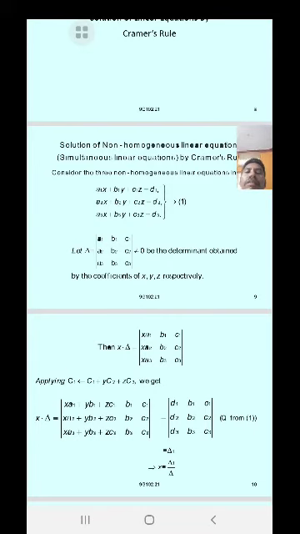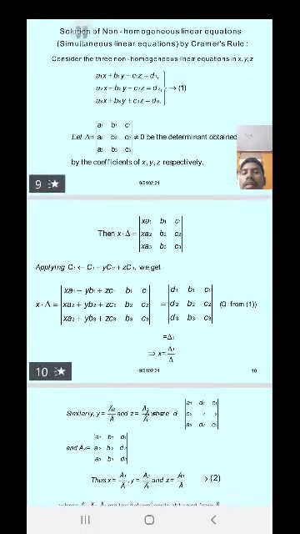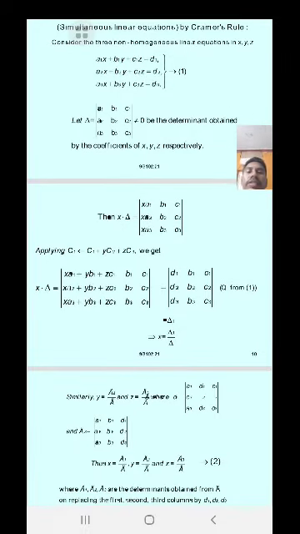Let delta equal the determinant with rows a1 b1 c1, a2 b2 c2, a3 b3 c3, not equal to 0, obtained from the coefficients of x, y, z respectively. Then x times delta equals the determinant with rows x a1 b1 c1, x a2 b2 c2, x a3 b3 c3.